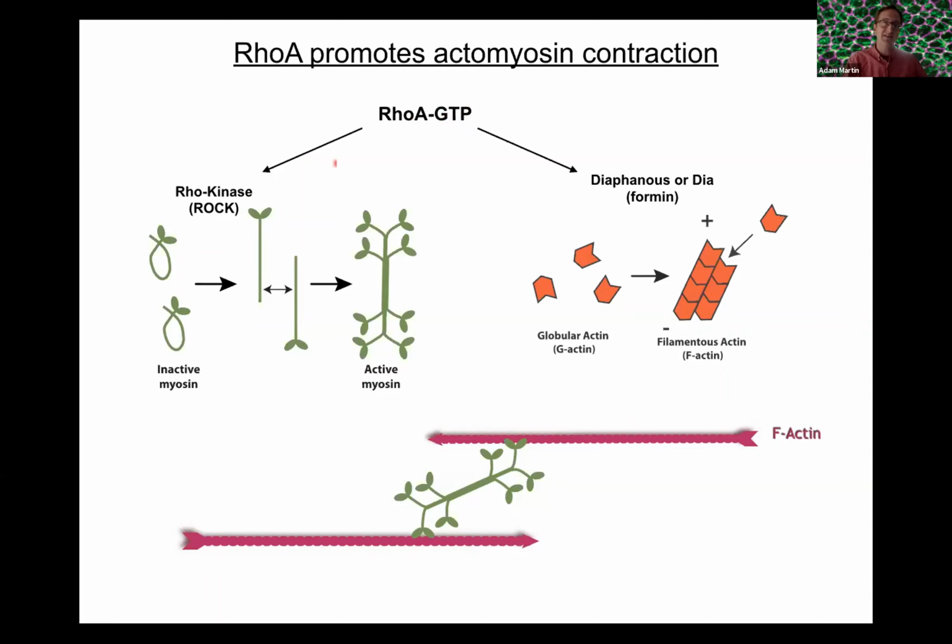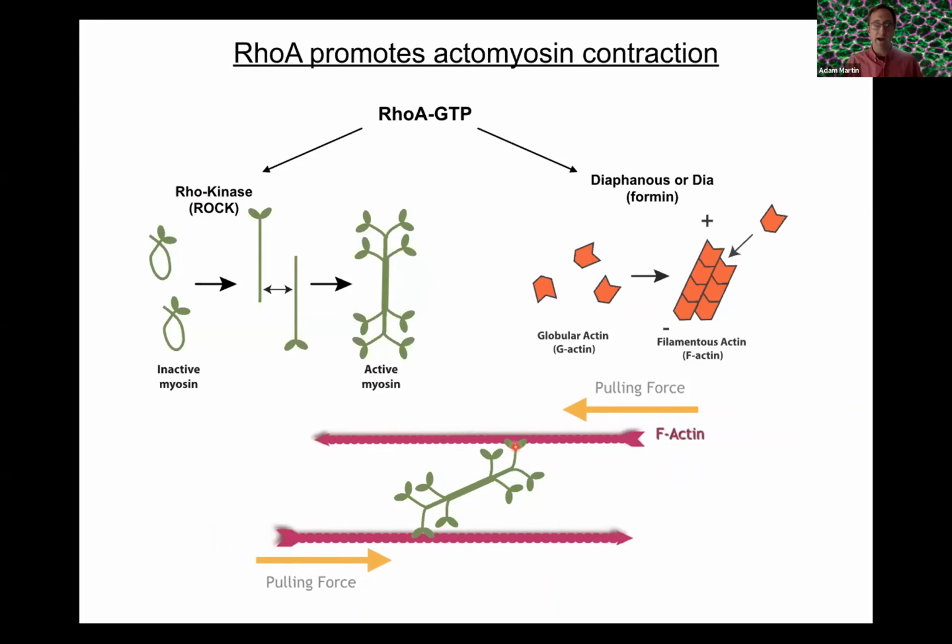The way it activates the motor is through its effector kinase called Rho kinase, which phosphorylates myosin, leading to conformational changes that allow the myosin to assemble into these bipolar filaments. Now together, actin and myosin compose a contractile system where myosin minifilaments, through the activity of the motor heads, can take antiparallel actin filaments and slide them together, generating a contractile force.